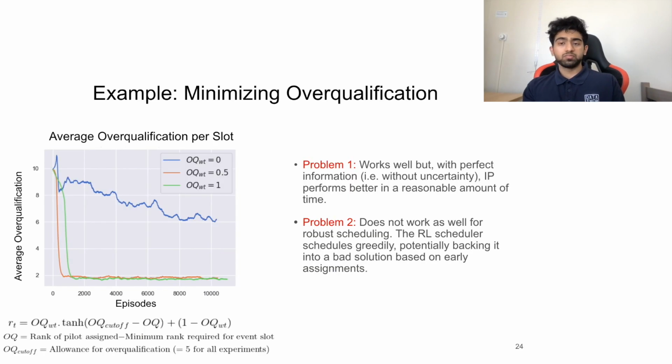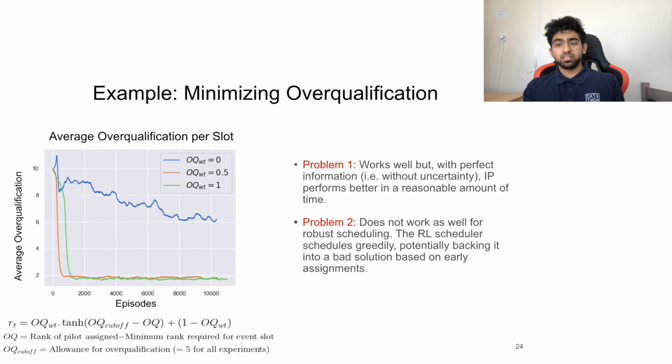But with perfect information, the integer programs are able to perform better in a reasonable amount of time, especially in scenarios where the constraints on objective functions can be easily encoded. Also, there's no uncertainty in the environment, which means that the integer programs can look at all the slots and assign pilots in an optimal way. Also, this doesn't work well in the robust scheduling problem.